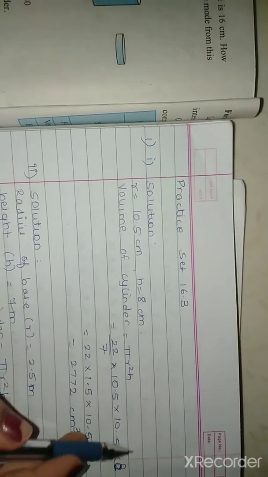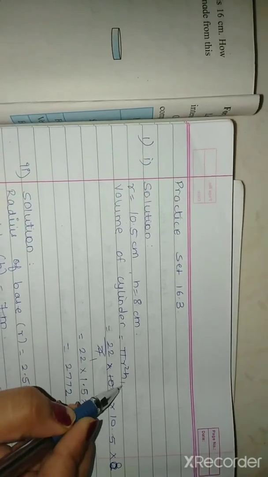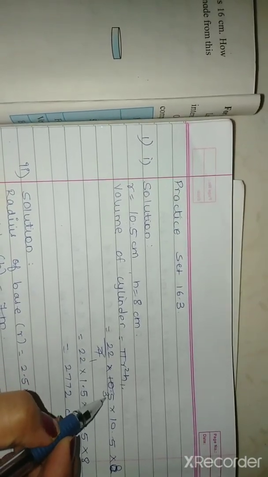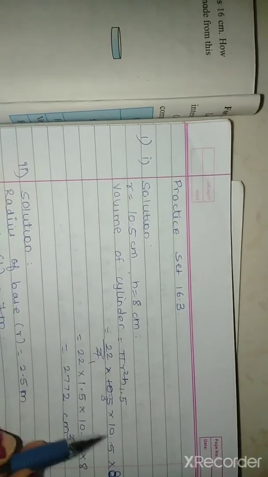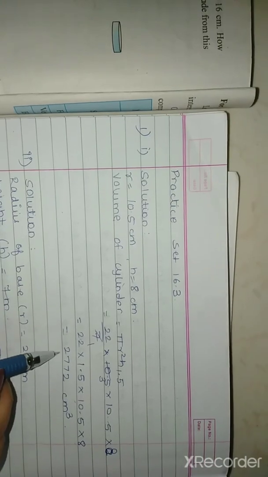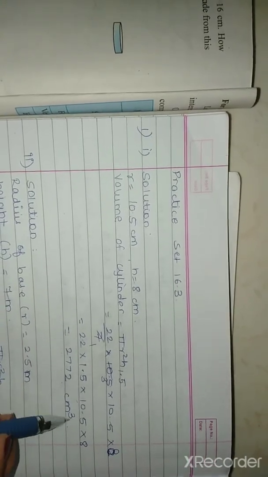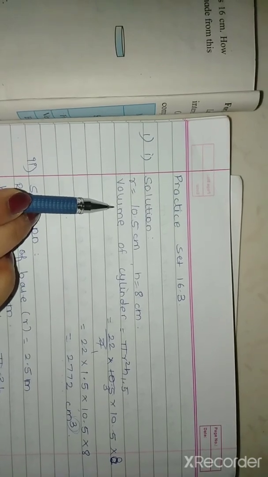On multiplication and division of this data, 7 ones are 7, 7 ones are 7, 3 is remaining, 35. This is 7 fives are 35. So 22 multiplied by 1.5 multiplied by 10.5 multiplied by 8. The answer to this is 2772 centimeter cube, cube because the question asked is volume.